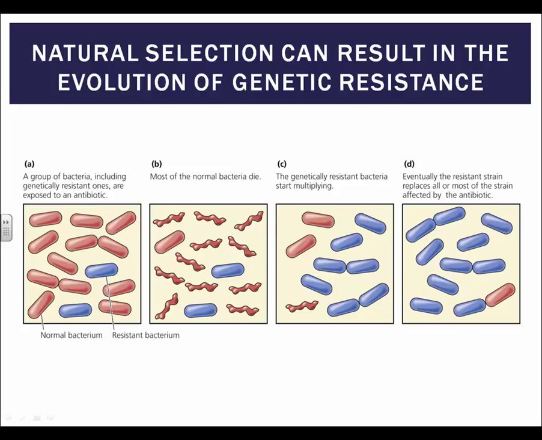So then we see the next picture here. We see that more of those blue ones start multiplying, making more of themselves. And then eventually the resistant strain replaces almost all of the bacteria that we see, or most of the population, and the ones that were not resistant are going to basically disappear from that population.